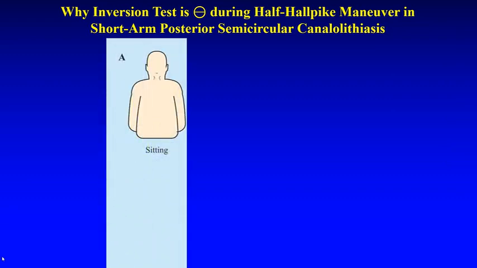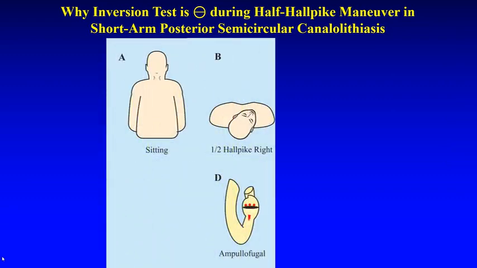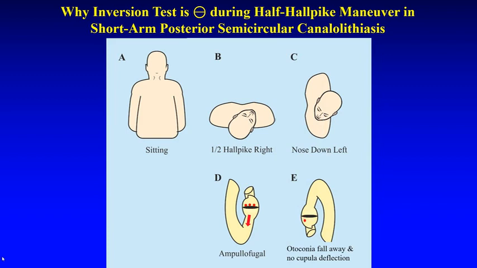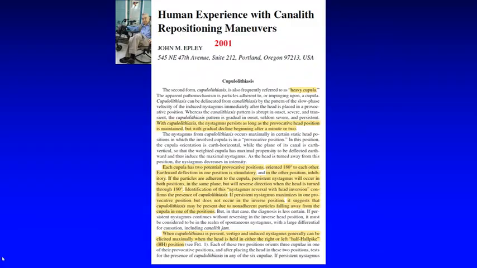So why the inversion test is negative during the Half-Hallpike maneuver in short arm posterior semicircular canalolithiasis is explained here. This is the sitting position. This is the Half-Hallpike position, causing excitatory ampullifugal cupular deflection, leading to upbeating right torsional nystagmus of prolonged duration. As the nose down to the left is done, the otoconia fall away and there is no cupular deflection, and the nystagmus which was present disappears.